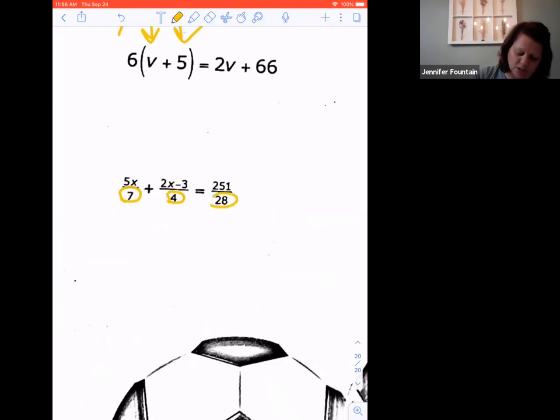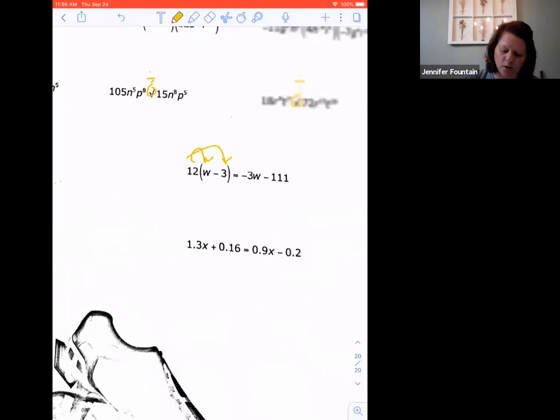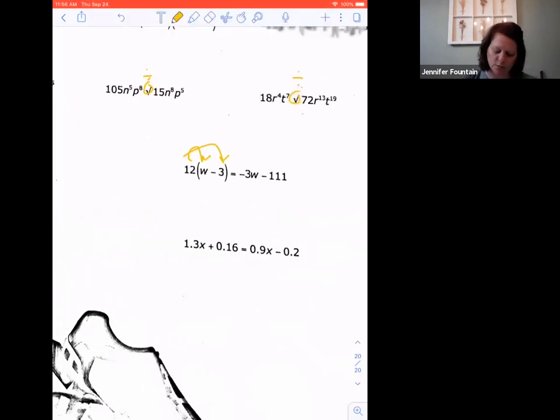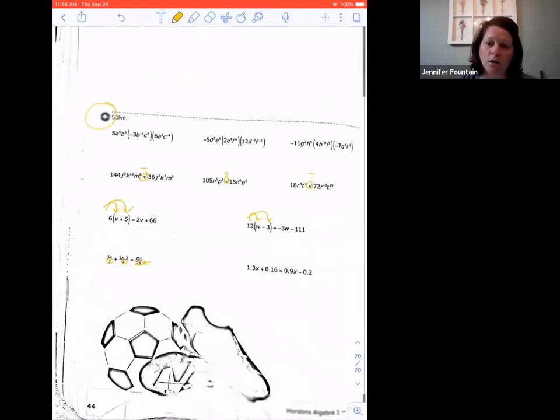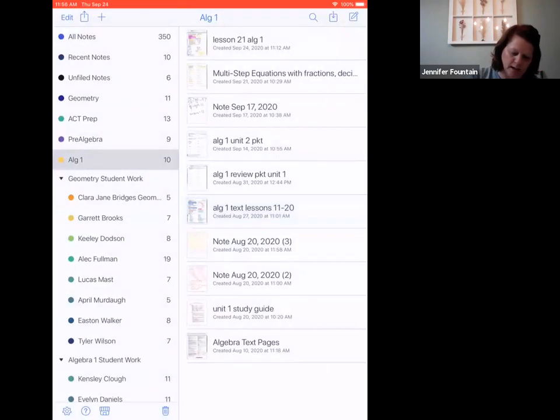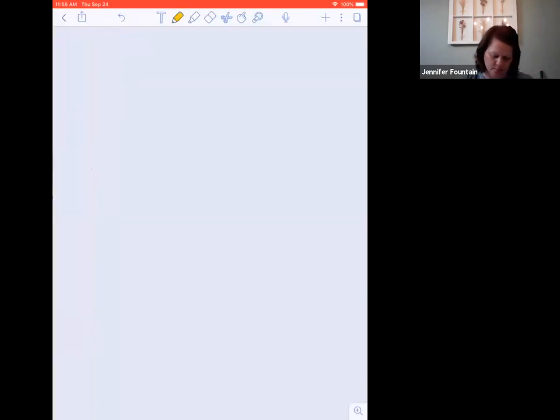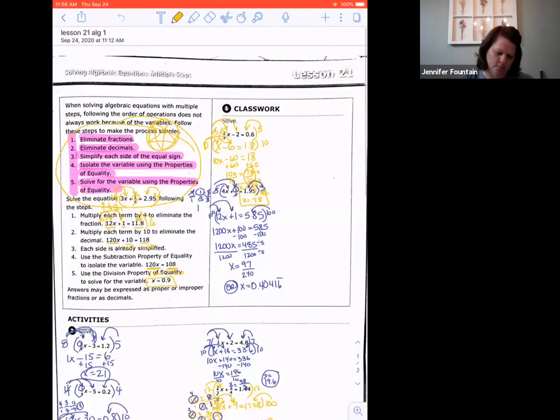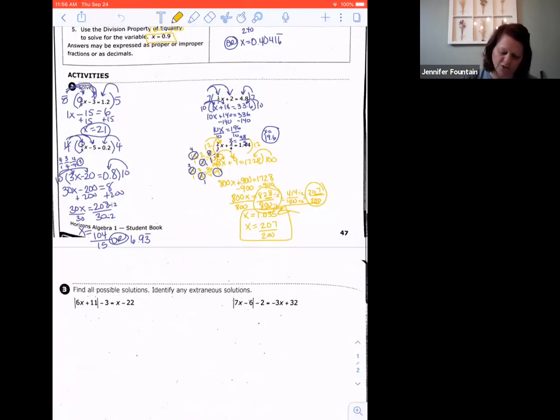Oh, look how nice they are. They have 7 and 14 and 28. 14, good grief. 7, 4, and 28. 7 times 4 is 28, so you know that's going to be your number to clear the denominators. And then over here, we clear using decimals. Okay, so we've got kind of a mixed review here in activities 4. Then we will move on to, let me flip back to lesson 21. And we will go to page 48.